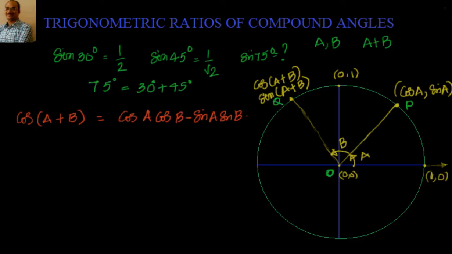Right, let's come back. Now the angle to P is A and the angle to Q is nothing but, suppose let us say that this is equal to X.